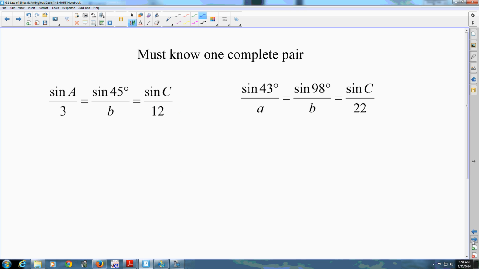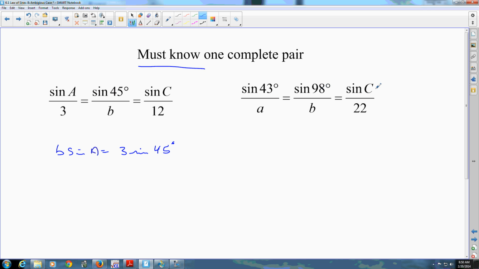Okay, so next type. This is what I was saying, you have to know a complete pair. Here you don't know an angle and a side. You don't know a complete pair. In order to do that, if I were to cross multiply using any combination of two of these, say for example here, I've got B sine A equals 3 sine 45. I can't possibly solve for either of these because I have two variables, so you have to know a complete pair.